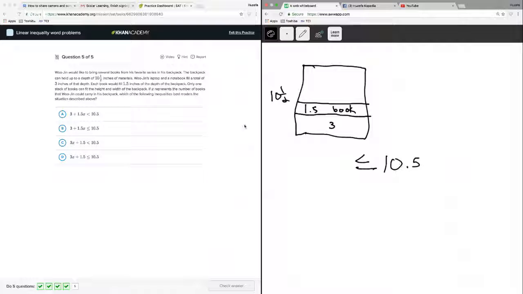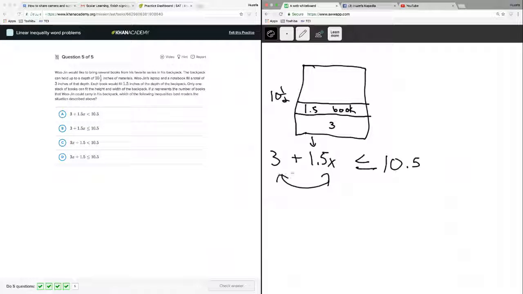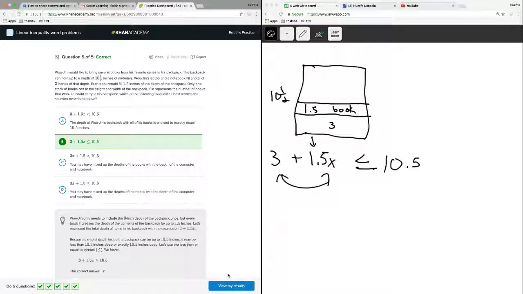So right off the bat, I'm going to knock out A and C. Now we've got 3 already occupied, and the number of books is X. So that means X has to multiply the depth of each book, not 3 inches. 3 inches is just a fixed constant, and this is already taken up. So this is it. And it looks like this is going to be B, right? And again, these two could be flip-flopped. It doesn't necessarily matter the order you put them in, but I happen to put it down the way they have it. So it looks like B should be the right answer. Let's check it here. Yeah, so that's it.